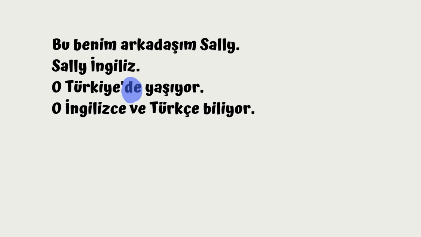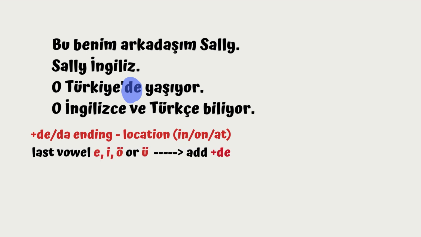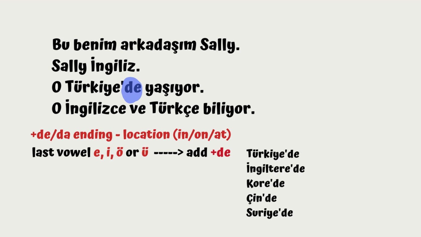Türkiye'de. It's called de and da ending. It's just very similar to in, on, and at. So the rule is simple again. If the last vowel is e, i, or ü, we add de. Like in these examples. Türkiye'de, İngiltere'de, Kore'de, Çin'de, Suriye'de. And please don't forget the apostrophe there.